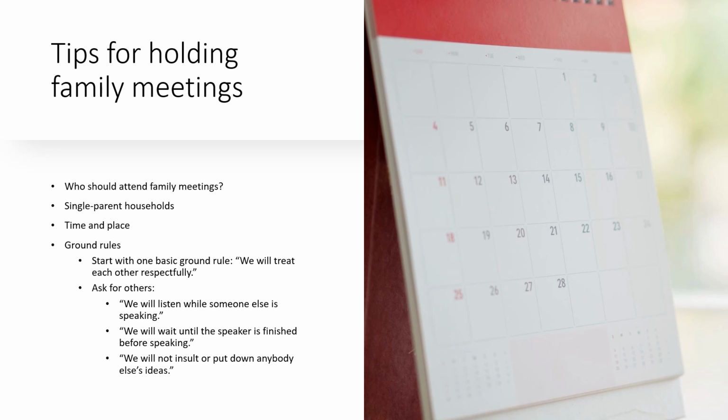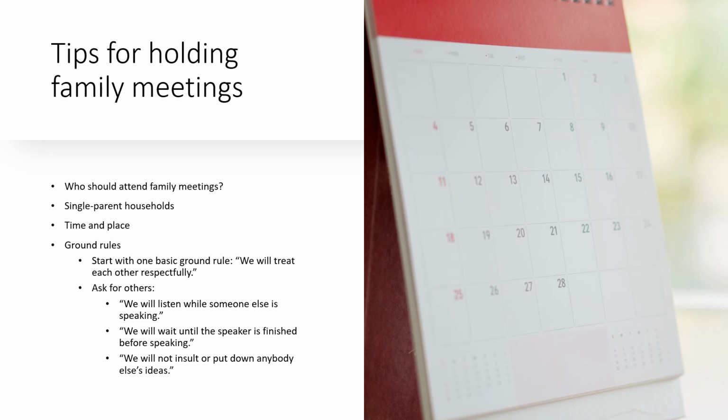Also, set some ground rules. At your first family meeting, it's important to agree on the ground rules that everybody's going to follow during the meeting. So start by suggesting and getting agreement on one basic ground rule. So for example, we're going to treat each other respectfully. And then ask everybody to contribute some ideas about what that means to them.